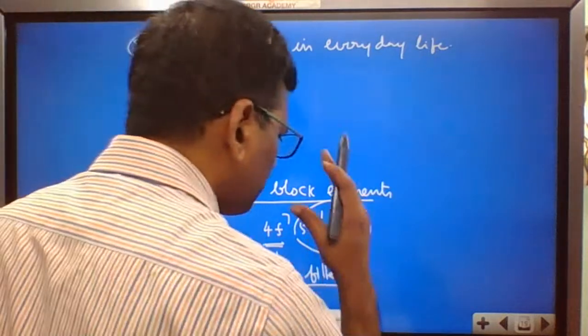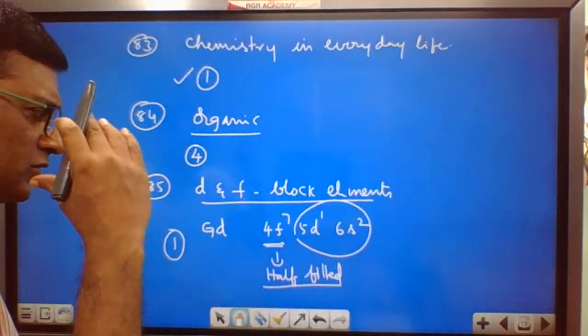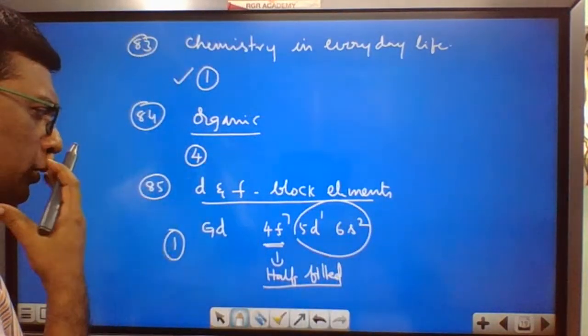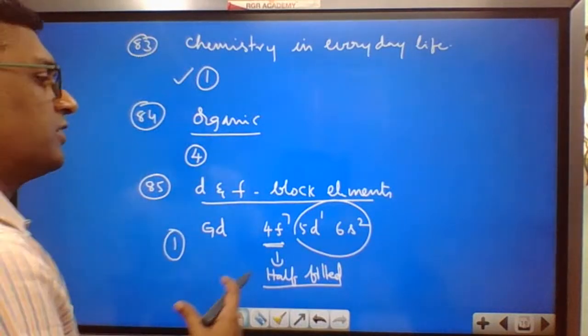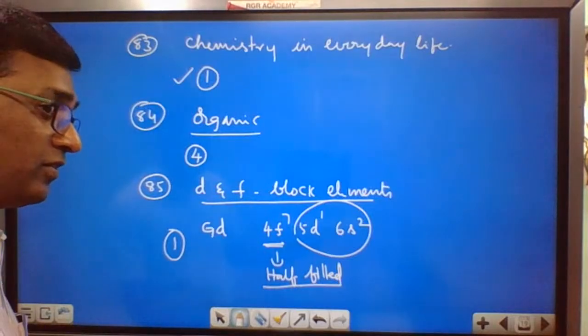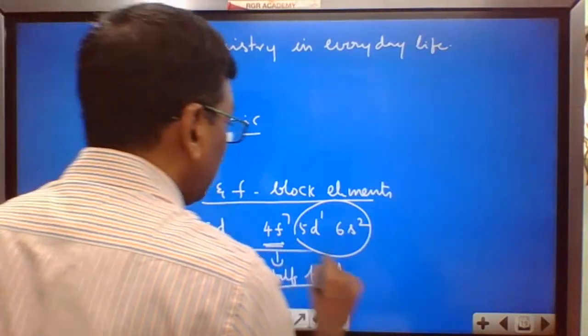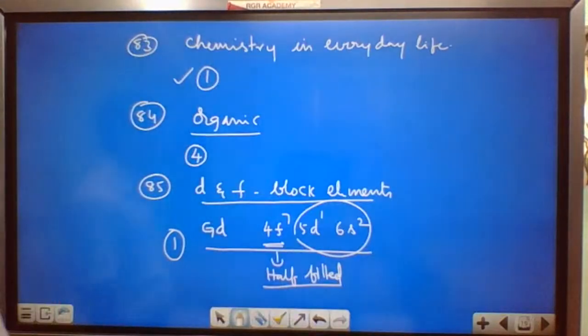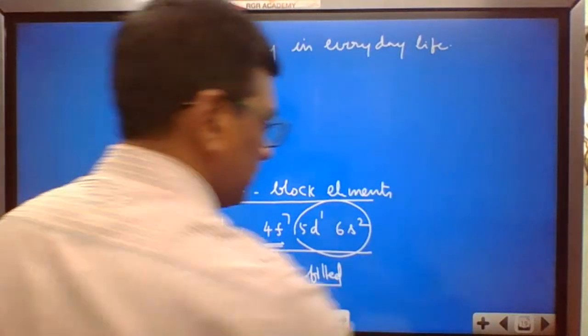But the student should get the correct answer. So if it strikes in their mind, they can easily answer. Otherwise, it will become difficult. If they know the electronic configuration, definitely it will strike. Otherwise, it will become difficult.